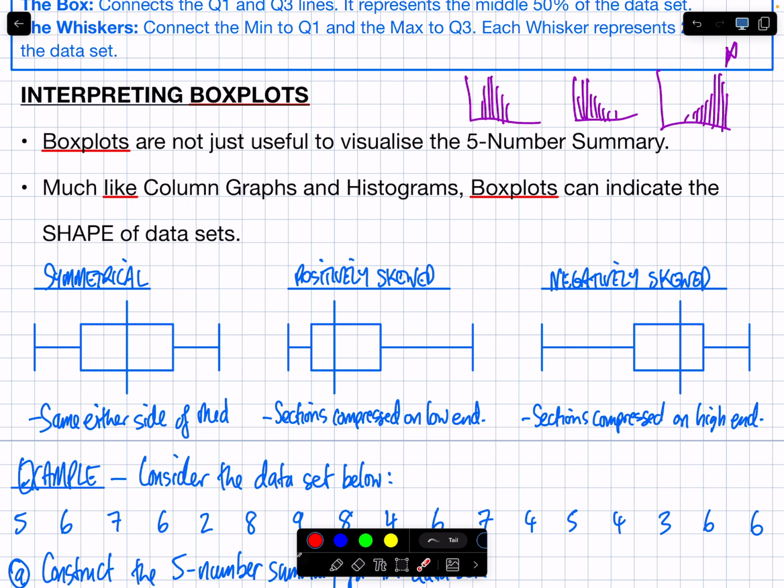So here, there would be more data on the low end, so it looks like this. So it's positively skewed. Where is the compression happening on the box plot on this side? On the high end or the low end? High end, so that would be negatively skewed. Can you get those 3 examples down, please? And then I'll demonstrate.